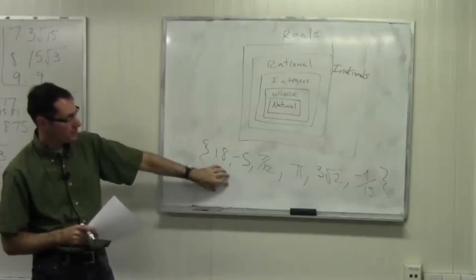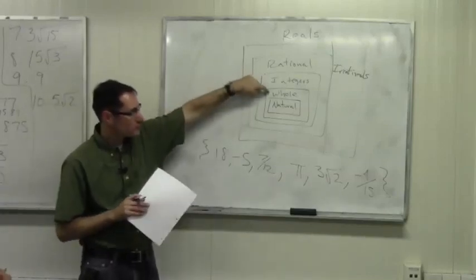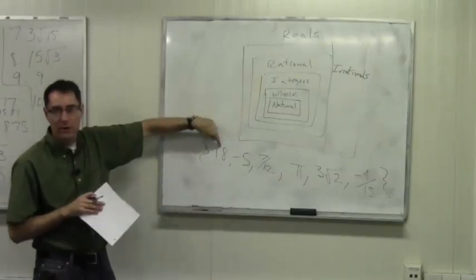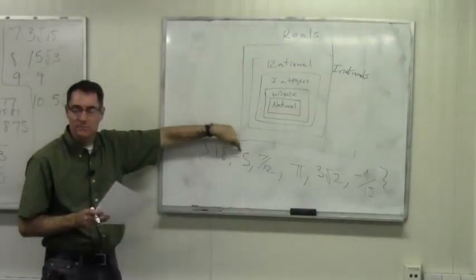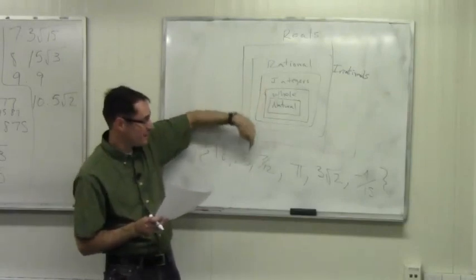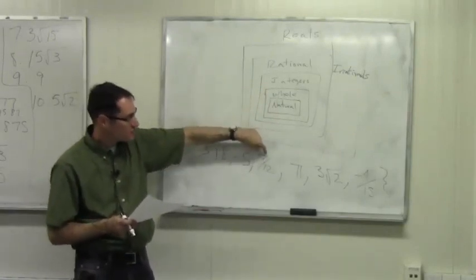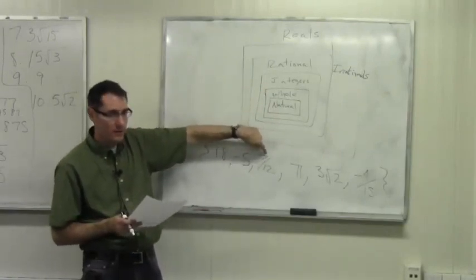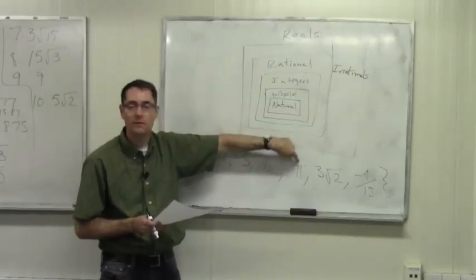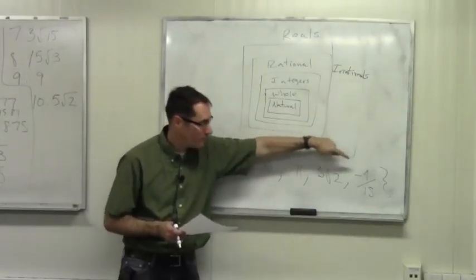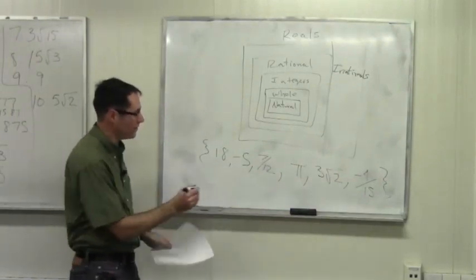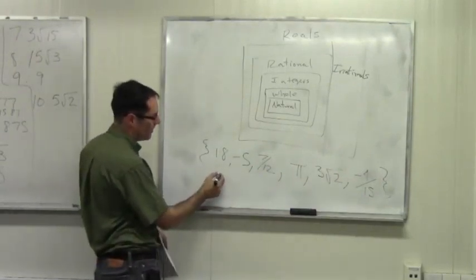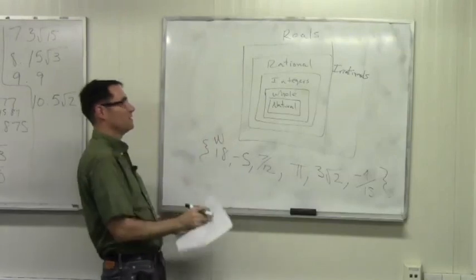Which ones of these numbers are the whole numbers? Is 18 a whole number? Check. Is -5? No, it's not, because it doesn't fit in there. It's negative, right? OK. Is 7/12 a whole number? No. Pi? No. 3 radical 2? No. -4/15? No. OK. So the only whole number, I'll put the whole number by this W, fits here.